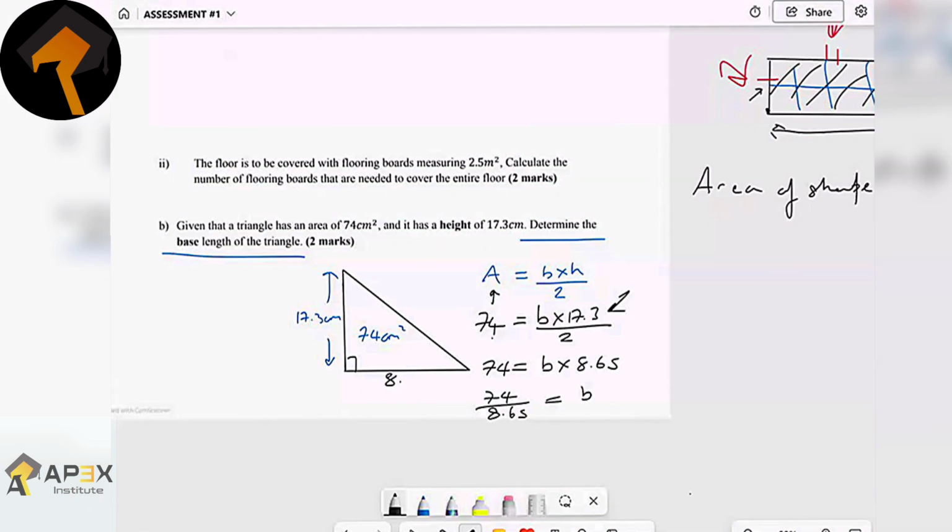8.55, 8.6 centimeter. All right. So in terms of the calculation, evidently you can see that it is not a challenging question, but it does require some level of thinking. Lovely.